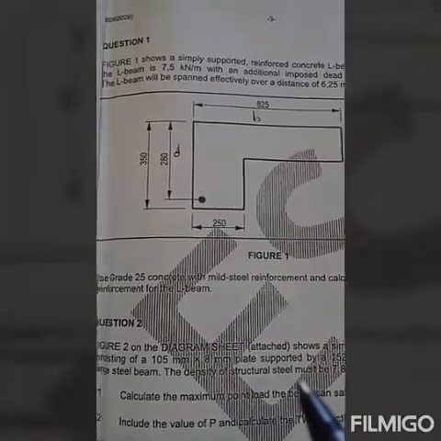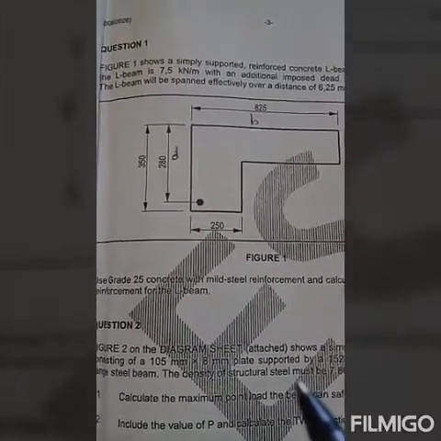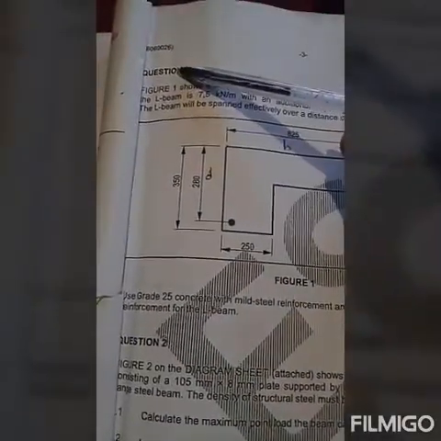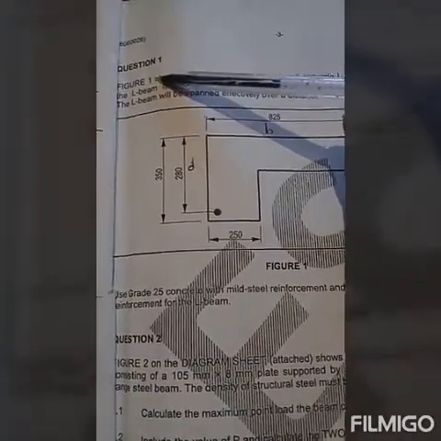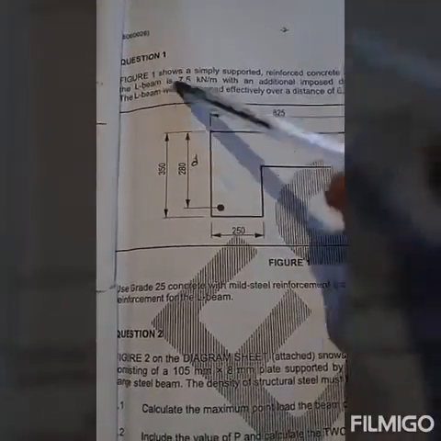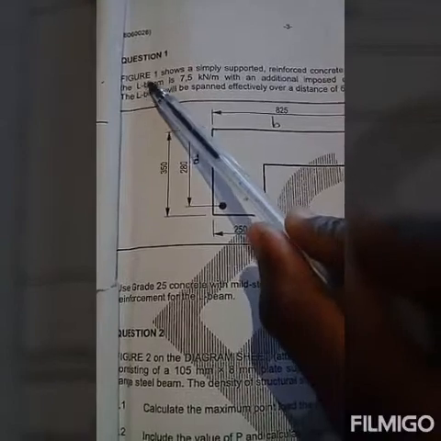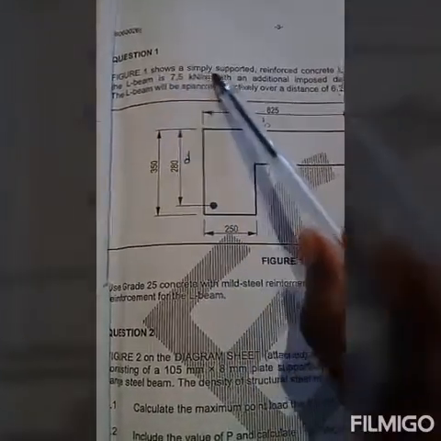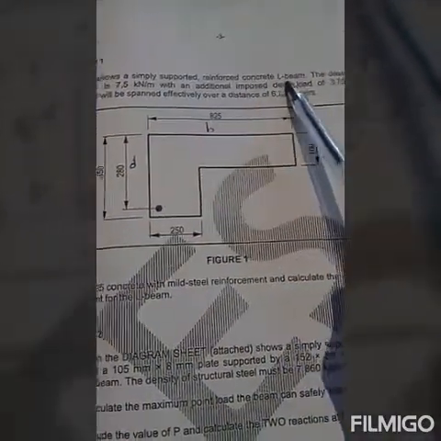Our subject today is Building and Structural Construction N6, and the topic for today is the L-beam. So we are going to treat this question 1 without wasting any time. Let's read. Figure 1 shows a simply supported reinforced concrete L-beam.